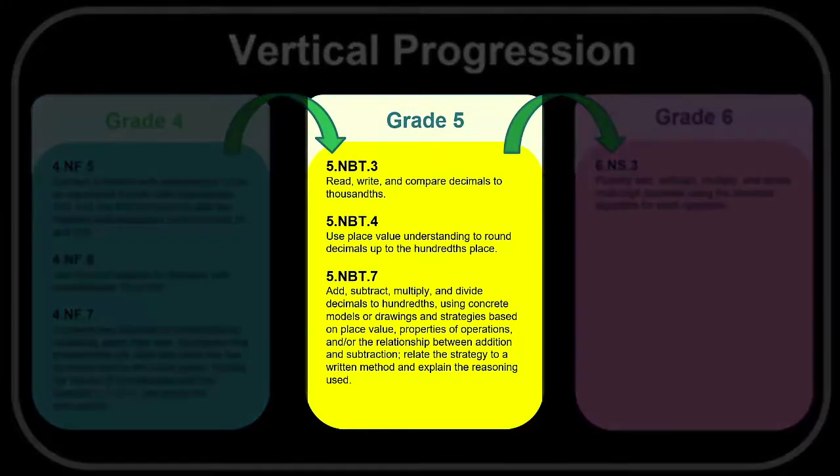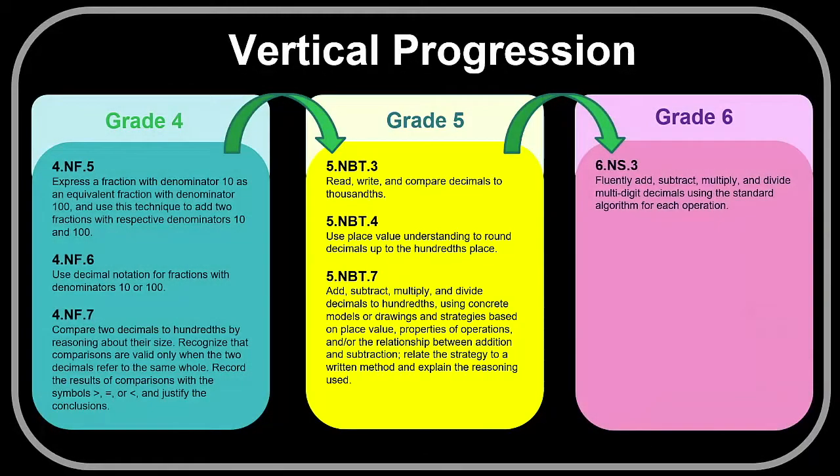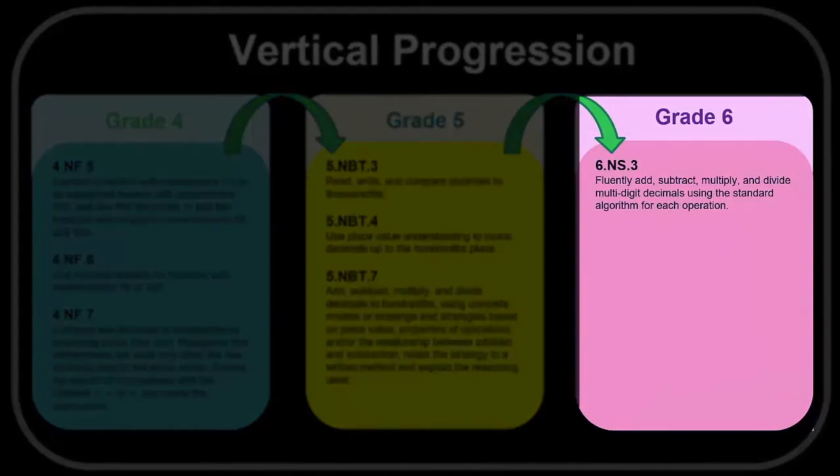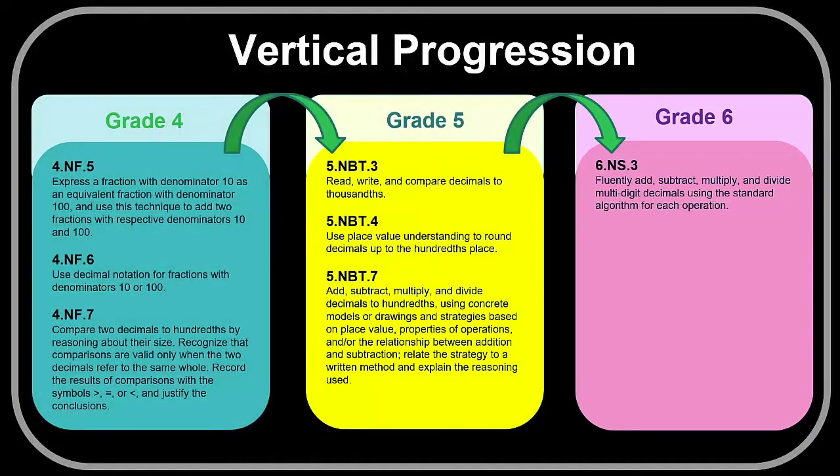In Grade 5, students read, write, and compare decimals to the thousandths place, use place value understanding to round decimals to the hundredths position, and use concrete models and drawings to add, subtract, multiply, and divide decimals to the hundredths place value position and relate the strategy to a written method. In Grade 6, students fluently use the standard algorithm to perform all four operations with multi-digit decimals.